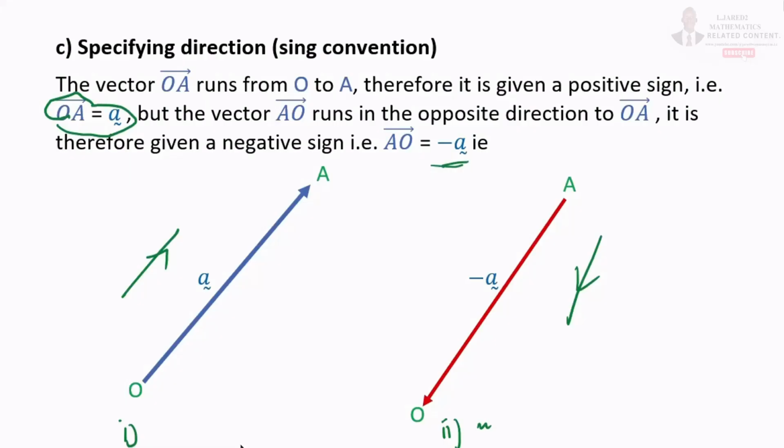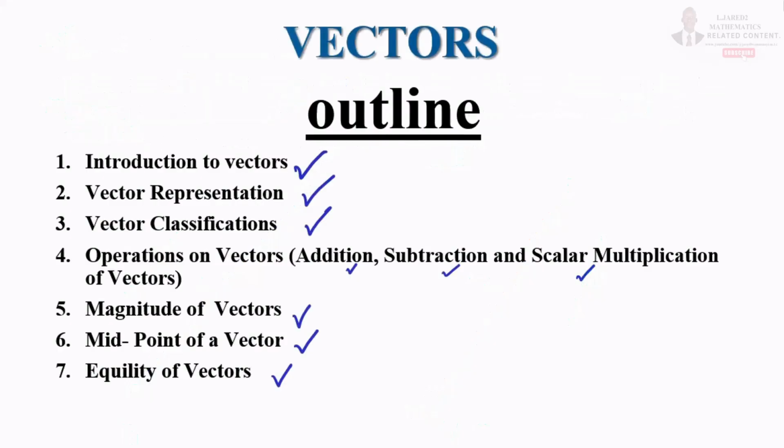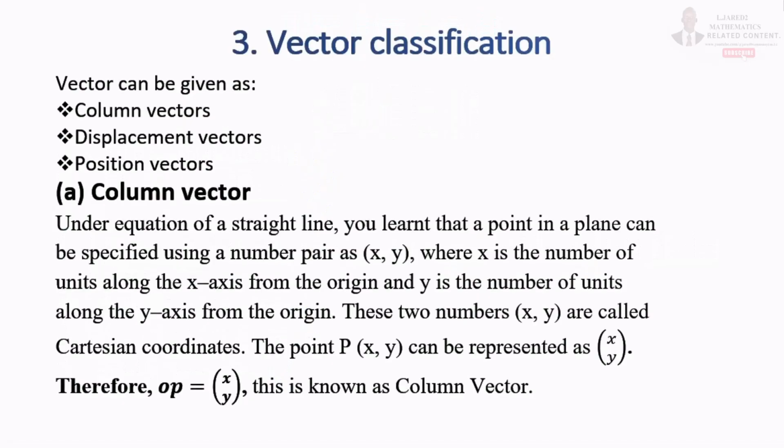So if these two vectors have the same magnitude but are running in opposite directions, it implies that one is given a positive sign, whereas the other one is given a negative sign. That's why we are saying that we are specifying the direction of a vector. So now we have talked about vector representation in our course outline. Let's now move on to vector classification. That's number 3, vector classification.